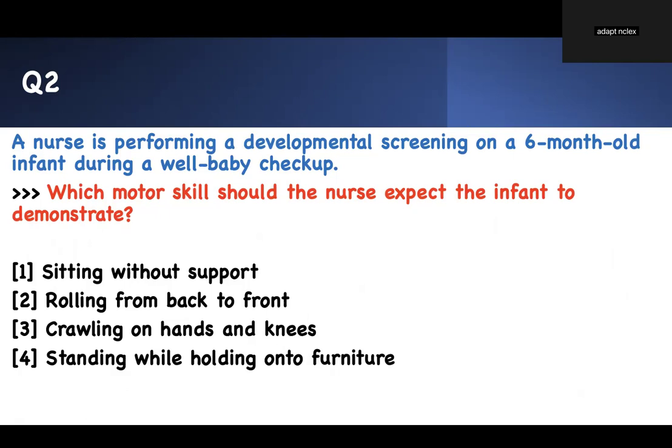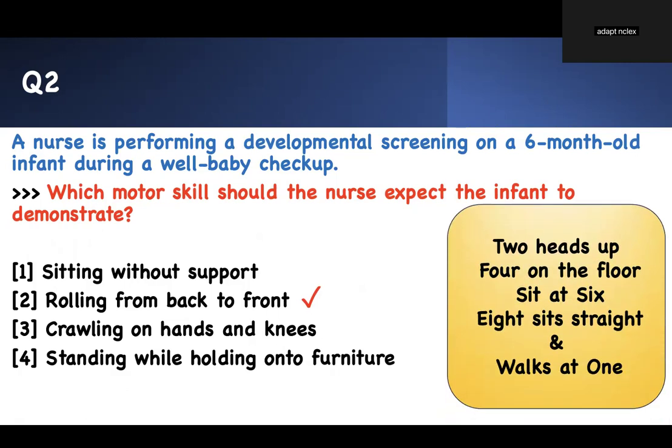I'll show you the answer, and I will give you the concept associated with it. Which answer choice to pick? The right answer is number 2. How do you know that? This is the key. I want you to write this mnemonic down. 2 heads up, right? That means at 2 months, your head is up. 4 on the floor. That means at 4 months, you are on the floor.